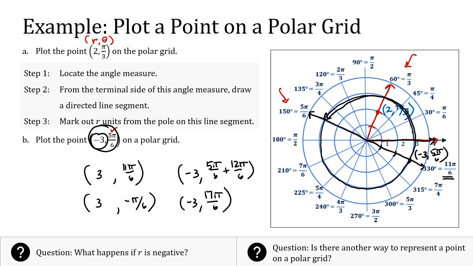In order to answer this question, is there another way to represent a point on a polar grid? Yes, I think we've just looked at 4 different ways. How many ways are there? The answer is that, first of all, yes, there are, and there are infinite ways. We're going to get more into the specifics of that in another video.